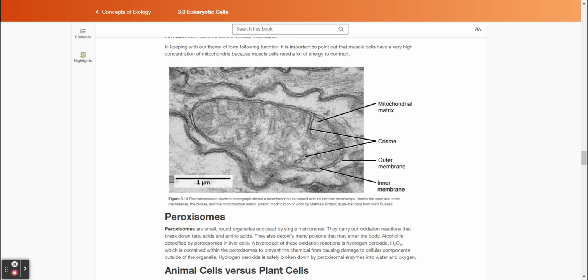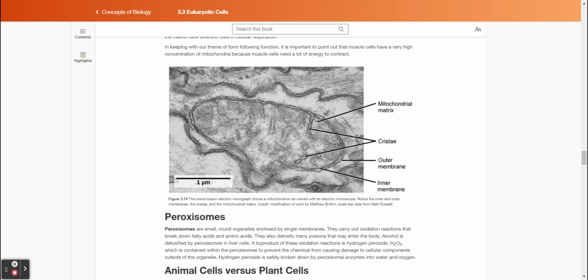Peroxisomes. Peroxisomes are small, round organelles enclosed by single membranes. They carry out oxidation reactions that break down fatty acids and amino acids. They also detoxify many poisons that may enter the body. Alcohol is detoxified by peroxisomes in liver cells.